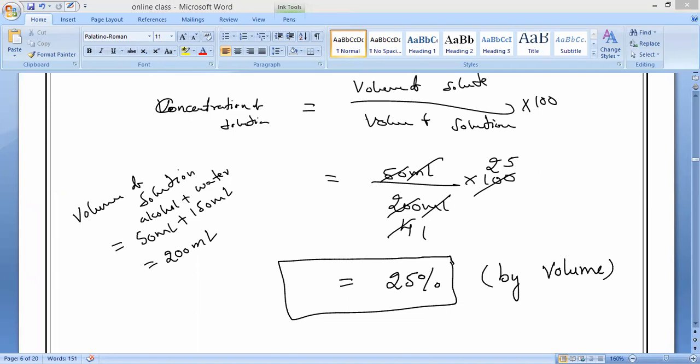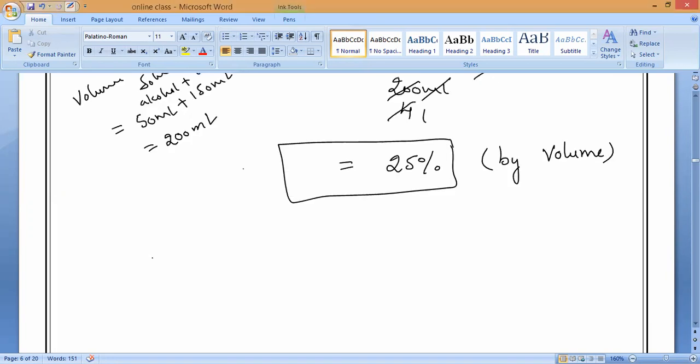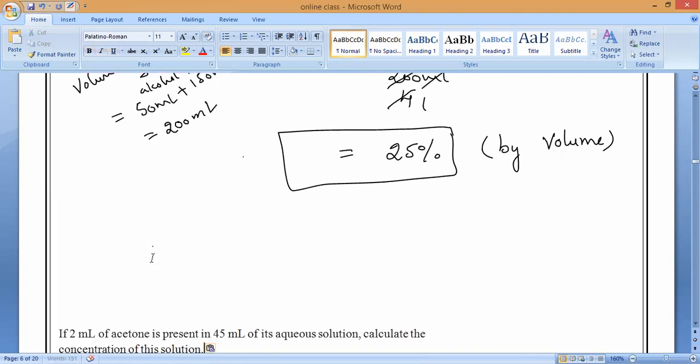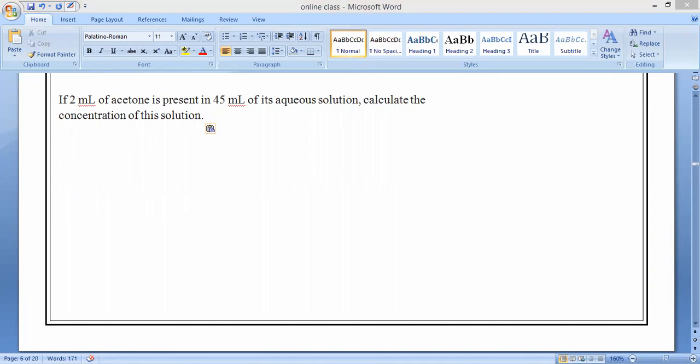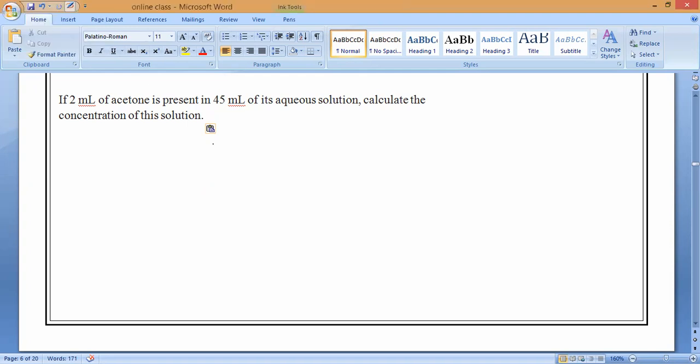Next question you take. If 2 ml of acetone is present in 45 ml of aqueous solution, let me see who will solve it. Solution or solvent is given? Solution. So the solution is already given. Do we need to add it again or not? We don't need to add, sir.